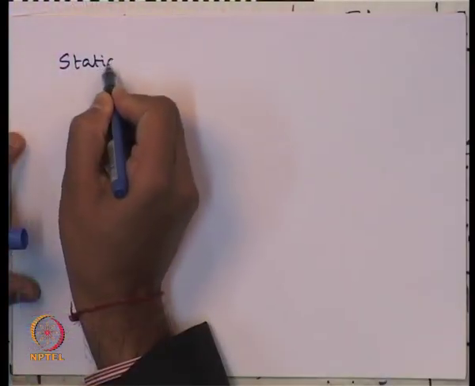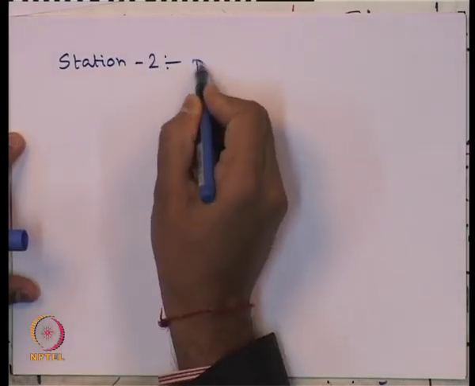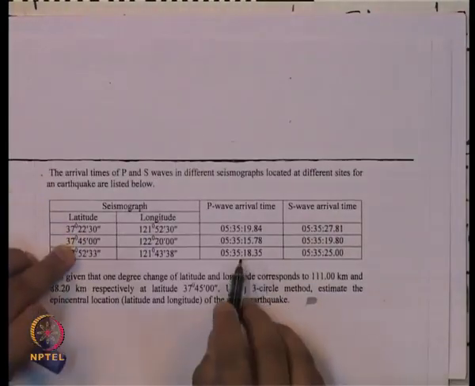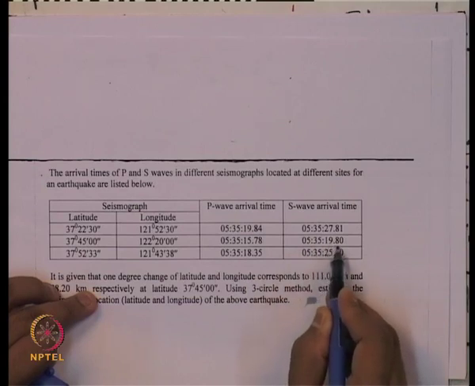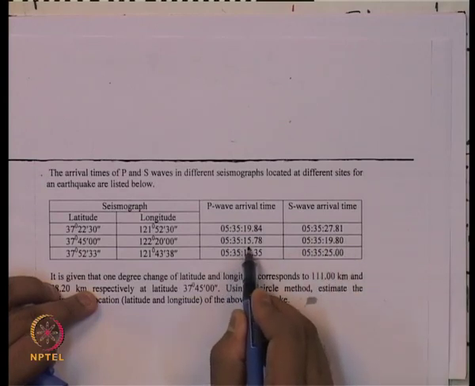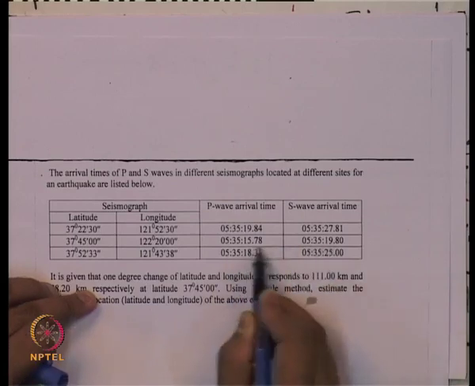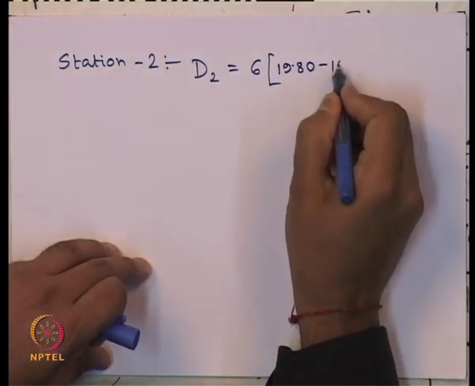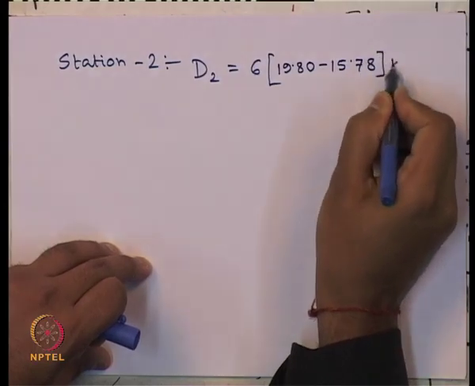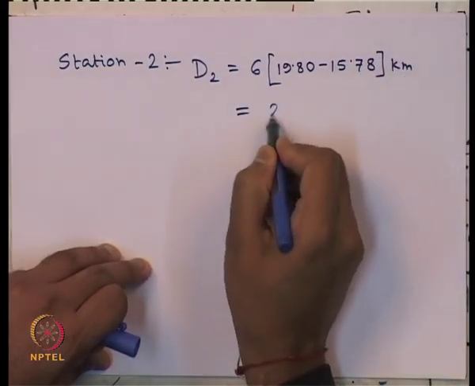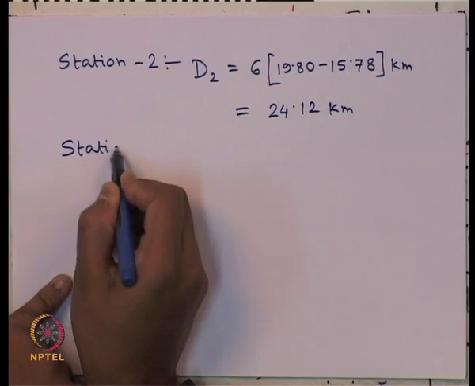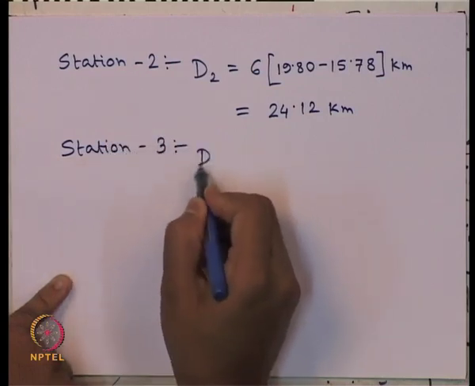Similarly, for the next station, station 2, the value of d 2 will be 6 times the difference. Let us now look for station 2. It arrives at 5 hour 35 minute 19.80 second and 5 hour 35 minute 15.78 seconds. So, there is a change in second only. So, we can put 19.80 minus 15.78, so much of kilometer, which comes out to be 24.12 kilometer.